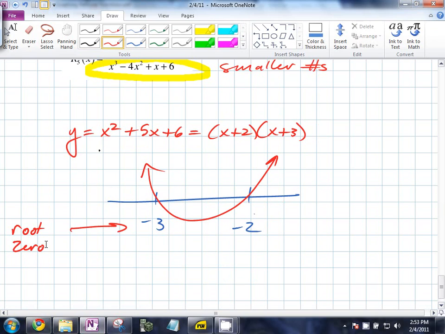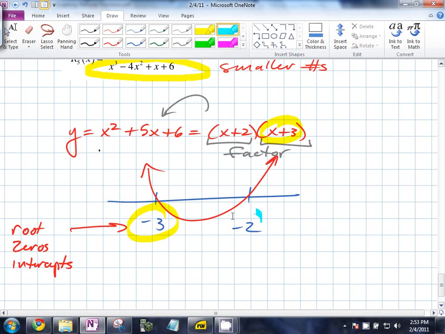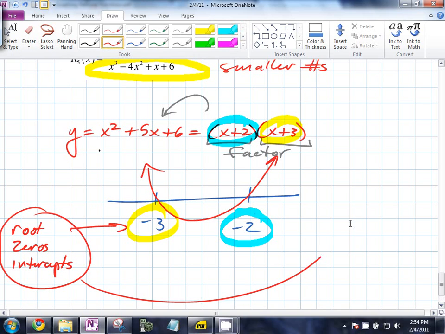Those are roots of the polynomial. When you say roots, I mean a zero, I mean an intercept. What are these called? X plus 2 and x plus 3. Those are called what of that? Factors. Now look, -3 correlates to x plus 3, because when you plug in -3, you get 0. -2 correlates to x plus 2, because when you plug in -2, you get 0. Exactly. So, if you find zeros, roots, or intercepts, what do you automatically find? Factors.